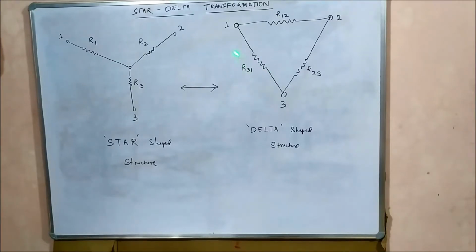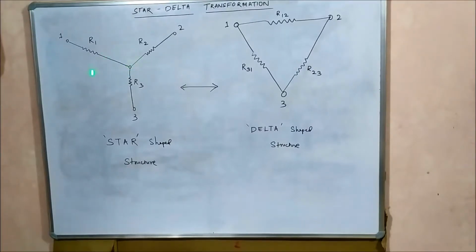So the next thing which we have to study is how to convert this star shape into this form. It is called the delta form, the delta shaped structure, this shape. So how can we convert the star shaped structure to delta shape, or the delta shaped structure to star shape, as per our requirement for simplifying the circuit diagram?